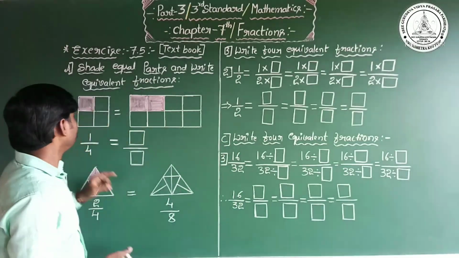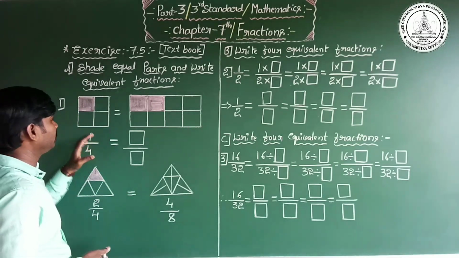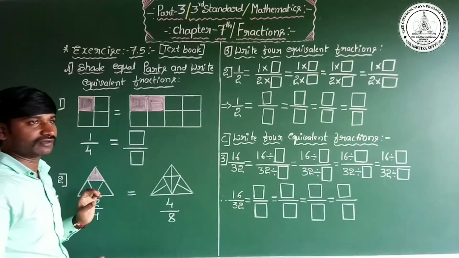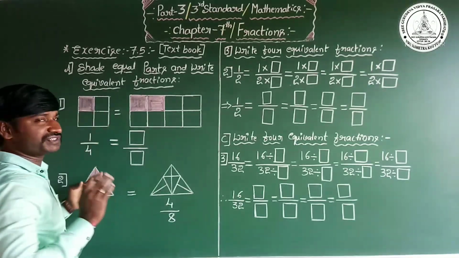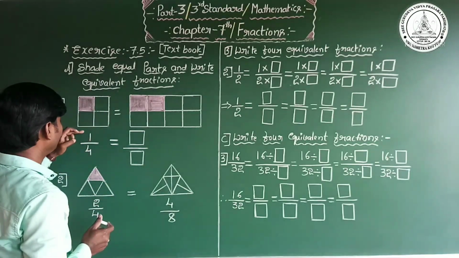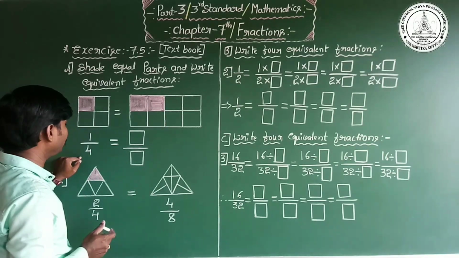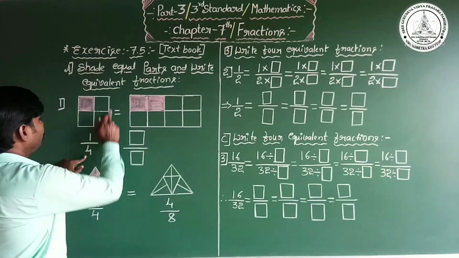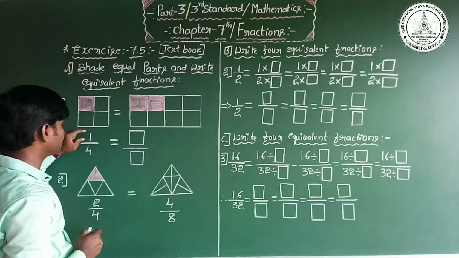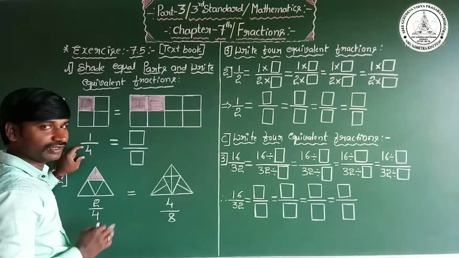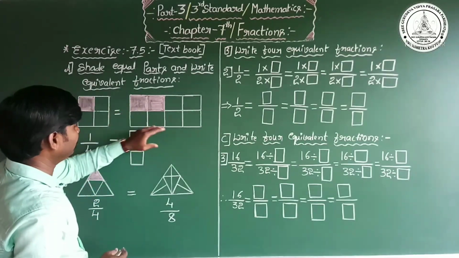Okay, dear students, in the A main, first question, there is one square. This square is divided into 4 equal parts. One of the parts is shaded. That is 1 by 4. This is the fraction method. In the 4 divided equal parts, this 1 indicates the shaded part. 1 is the numerator, 4 is the denominator. You know how to call the fractions.